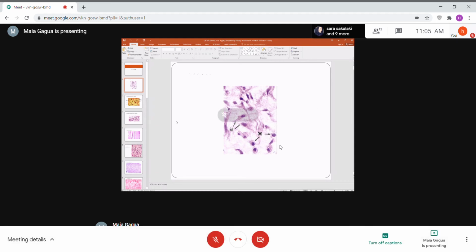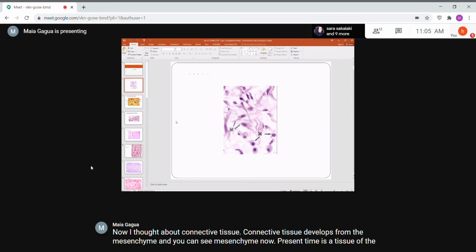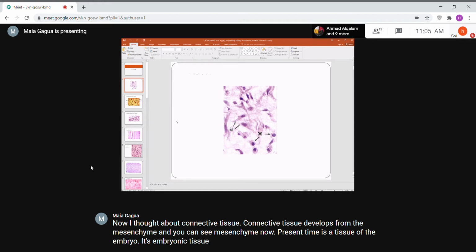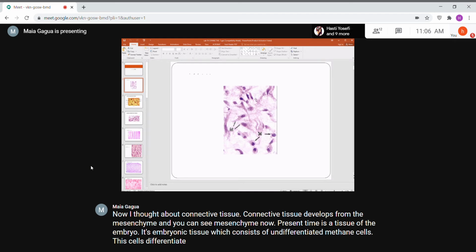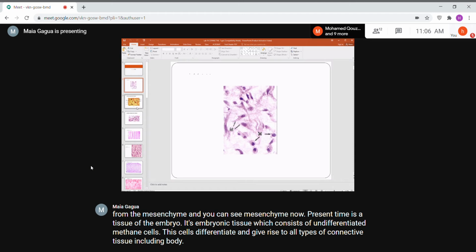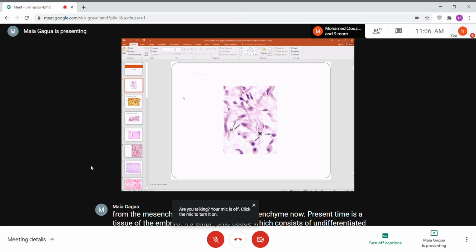Mesenchyme is a tissue of the embryo. It's embryonic tissue which consists of undifferentiated mesenchymal cells. These cells differentiate and give rise to all types of connective tissue, including bone and cartilage. So all these tissues are mesenchymal tissues.